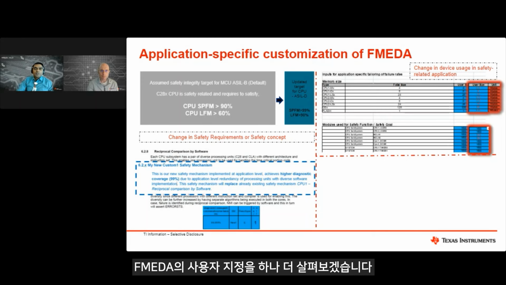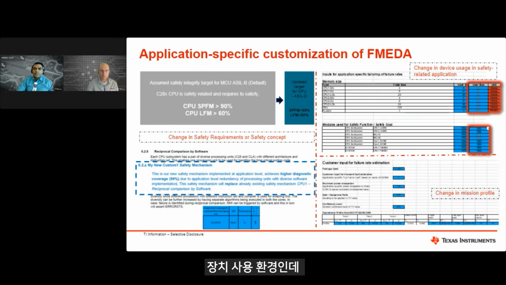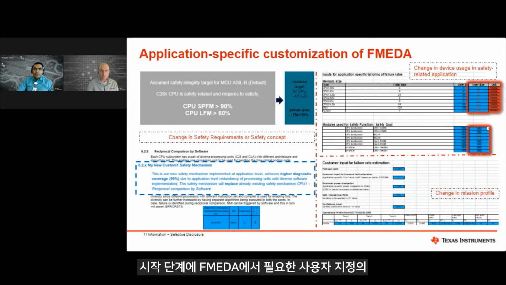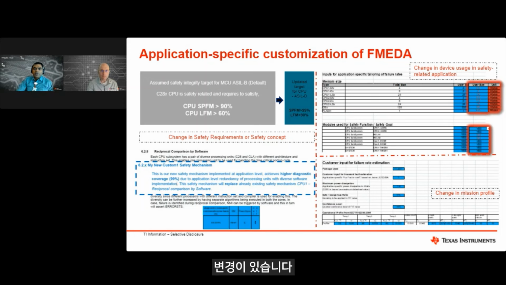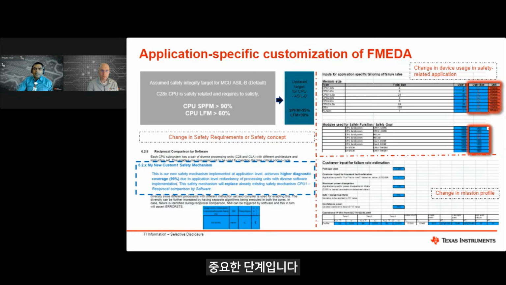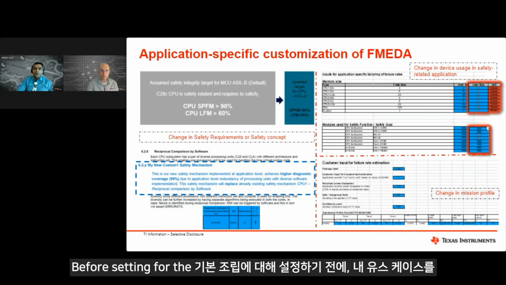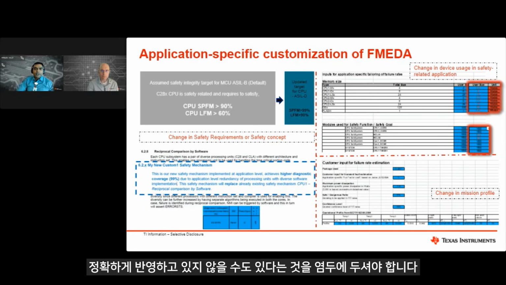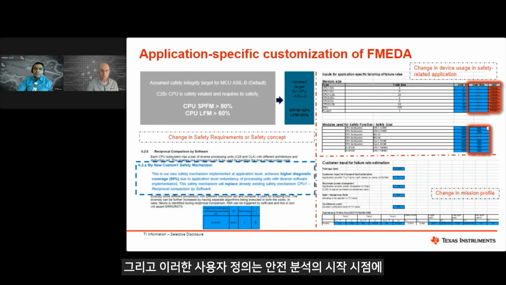Let's look at another customization of the FMEDA, which is the device use environment being different than the default. This is a typical example of customization required in the FMEDA in the beginning phase, where there is a change in the operating mission profile. Selection of the appropriate packaging type and maximum power dissipated, related to the microcontroller and the application, is an important step as it impacts the base failure rate calculation. The default setting for the out-of-the-box FMEDA may not accurately represent your use case. Hence, this customization becomes a necessary step at the beginning of your safety analysis.